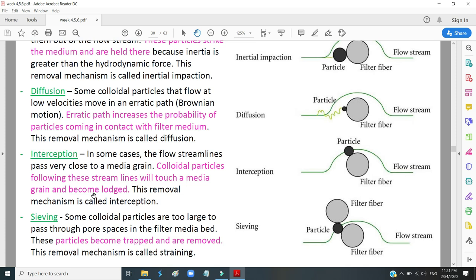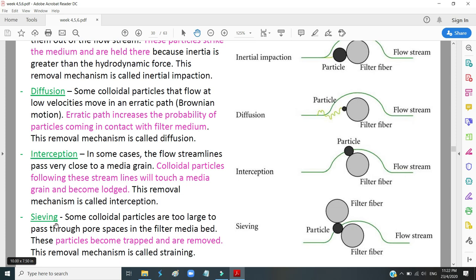Sometimes the particle keeps following the flow stream, and then at the very last moment it says, I don't want to follow you away. I want to follow this filter fiber deeper. I want to stay with it. I don't want to stay with this flow stream. So this is called interception. It will touch the media grain and become lodged to it.